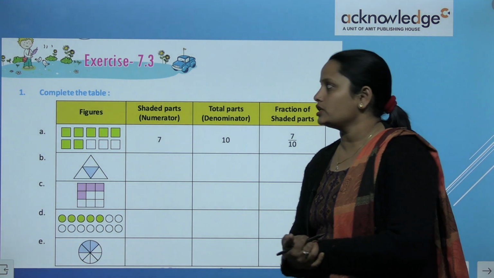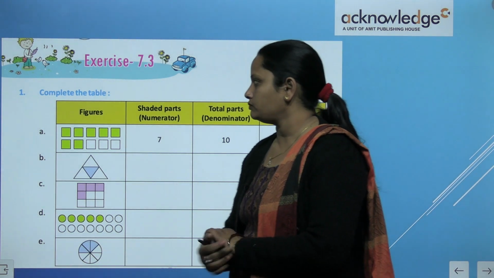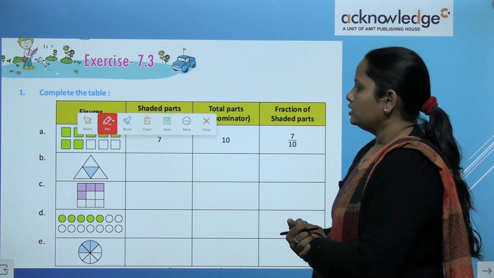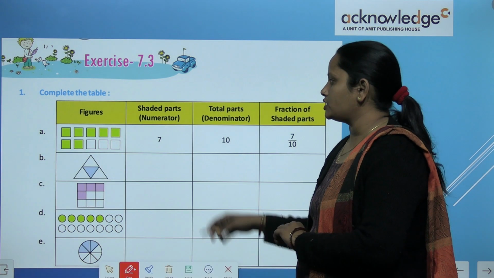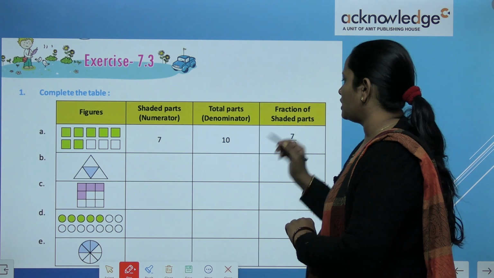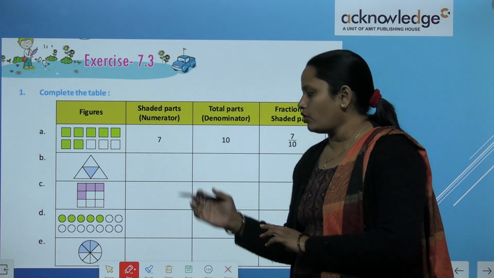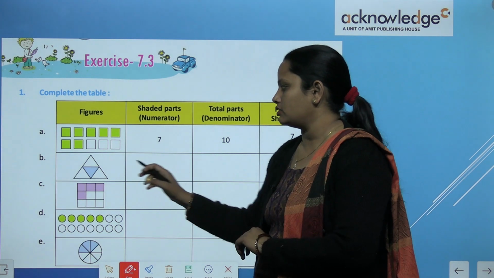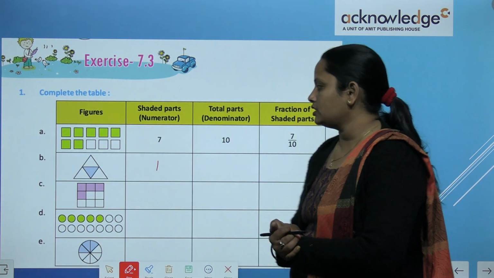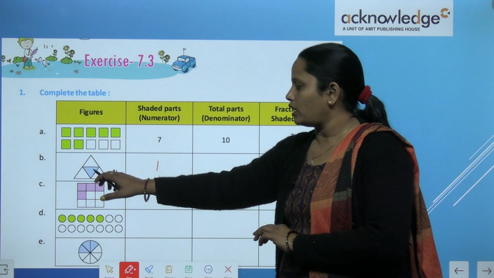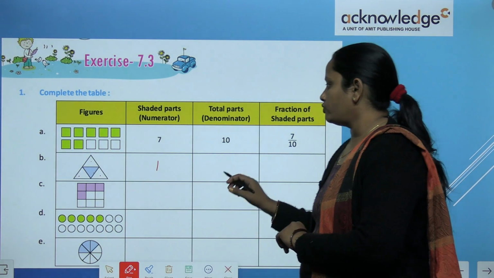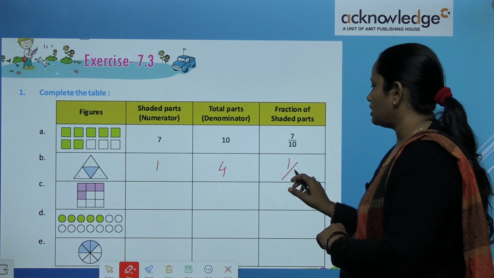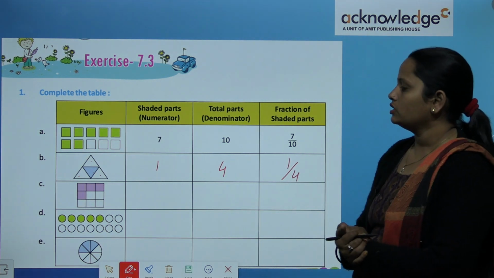Now children, let's do this Exercise 7.3. Here we have to complete the table. Here the figures are made, shaded parts are given, total parts are given and the fraction is given. So what you have to do, you have to write down the same thing that is here. So one part is shaded and out of 1, 2, 3, 4, so total parts are 4. So the fraction will be 1/4.